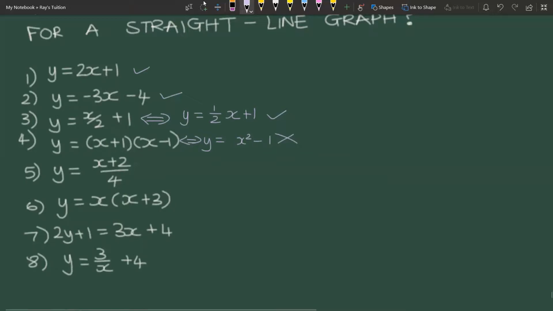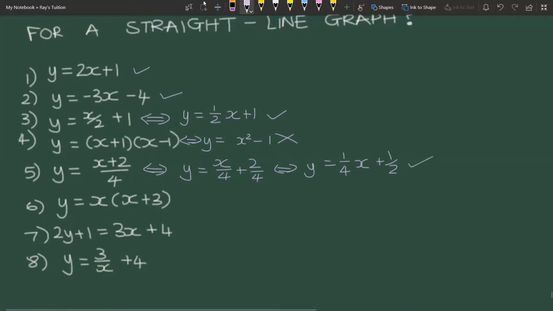For number 5, again, this is a bit confusing for students because of the fraction, but remember that we can write this over the common denominator as x over 4 plus 2 over 4. Then this can be written as y is equal to a quarter x plus a half if we did some simplifying. You can see then it's very simply in standard form and it is a linear function of x. So yes, this is a straight line.